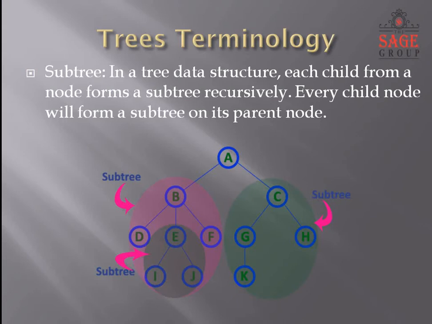So the circles you are seeing in different colors, they are all subtrees. A subtree is formed by each child of a node, recursively, in a tree. So these are all subtrees. Here we are having 3 subtrees. A is the first root node, and that is the entire tree. Then it is having 3 subtrees on the various child nodes.